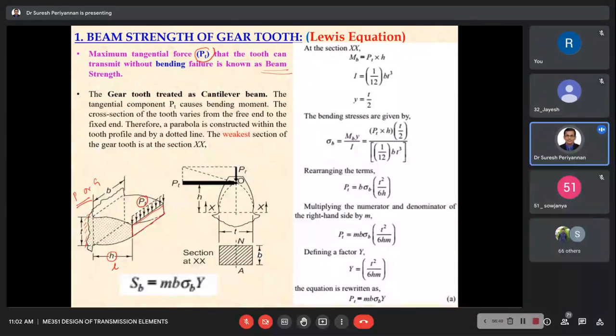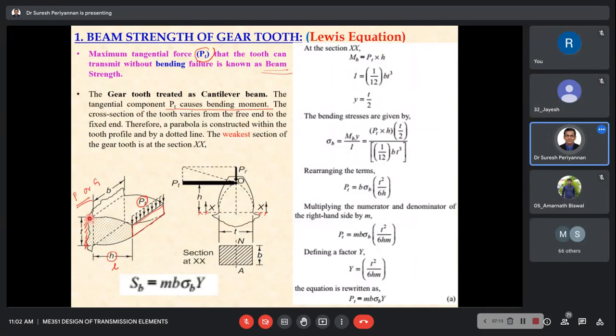This is the x-axis, the weakest region. I will come to that point later. The tangential force PT causes the bending moment. The cross section of the tooth varies from the free end to the fixed end. This end is assumed to be a fixed end, and this is assumed to be a free end.